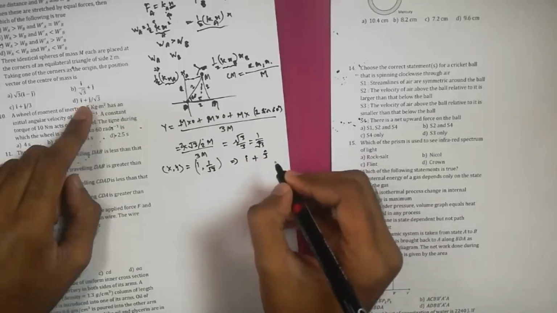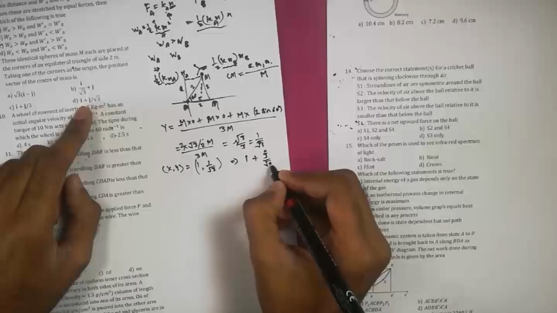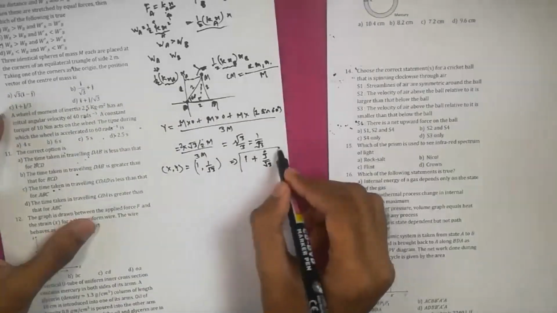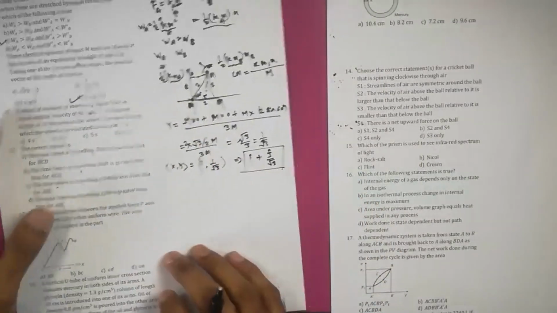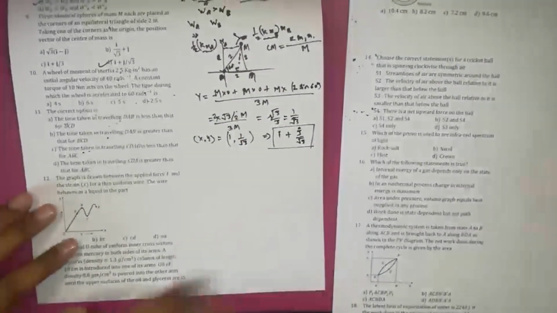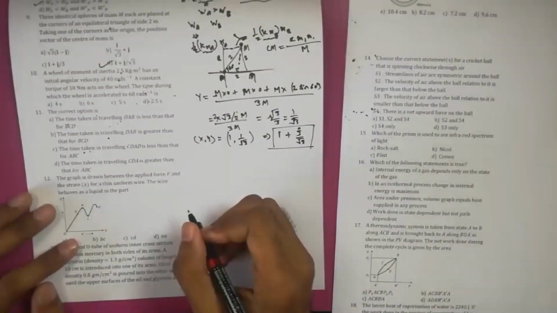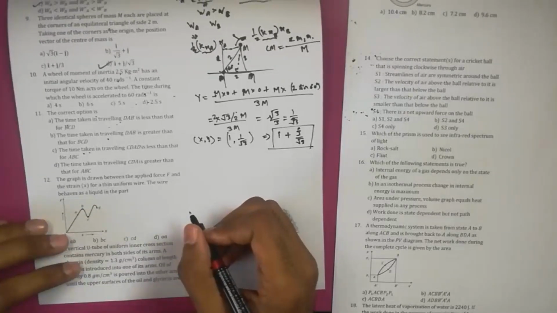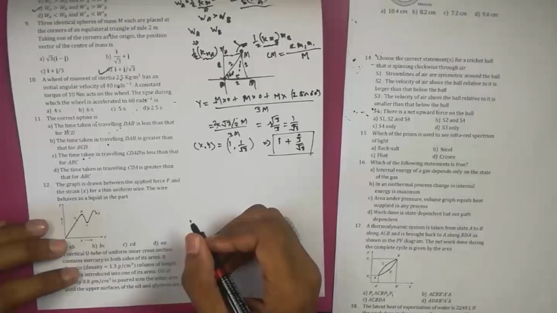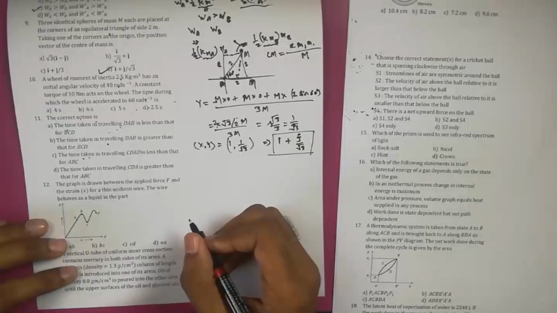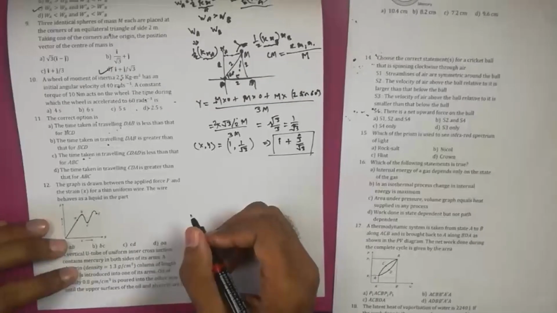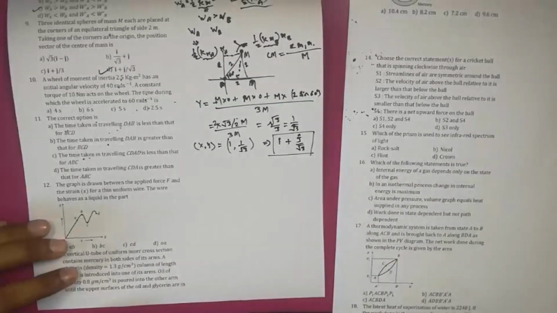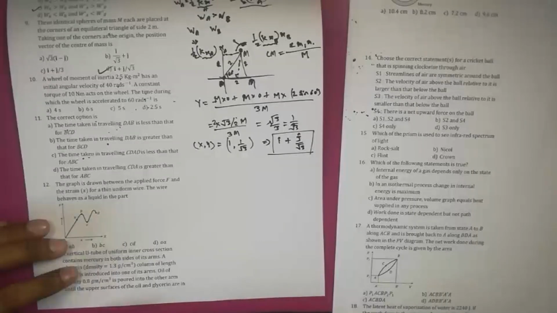Alright, next. A wheel of moment of inertia 2.5 kg per meter square has an initial angular velocity of 40 radians per second. A constant torque of 10 Newton meter acts on the wheel. The time during which the wheel is accelerated to 60 radians per second is given by. Alright, now the next question is a bit tricky, where you need to know what things are known.